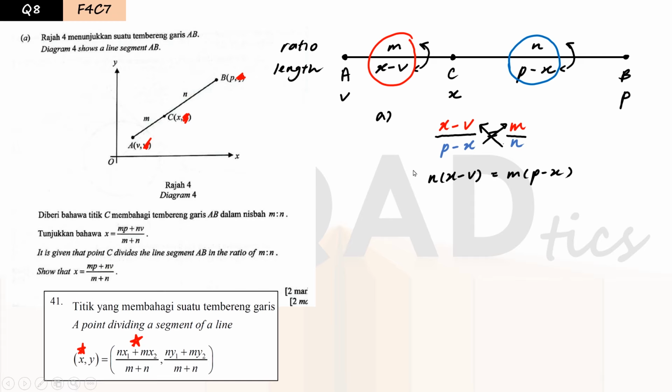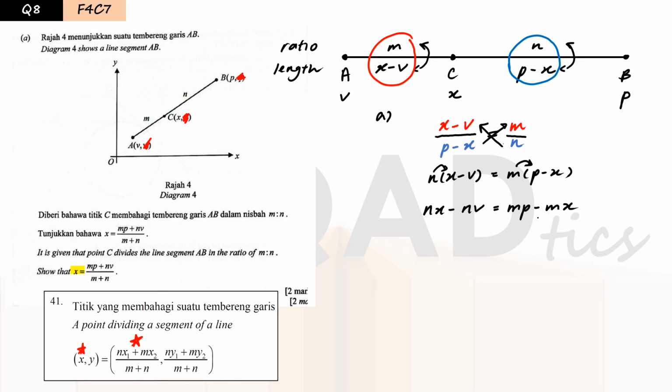And now we are going to multiply n inside this bracket here and m inside this bracket here. Alright, so the result would be something like this. Now let's go back to our formula that we are trying to prove. Here you can see that x is on the left side of the equation. So everything which has x, we need to move it to the left side. Everything that does not have x, move to the right side.